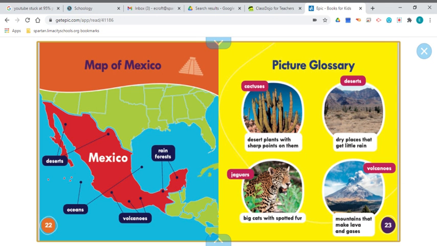Informational text can also include a glossary, and a glossary will give you the definition of words, what words mean that are inside the book. For instance, it tells us what a cactus is. It's a desert plant with sharp points on them, or that a desert is a dry place that gets little rain. So you can find glossaries sometimes in informational text.